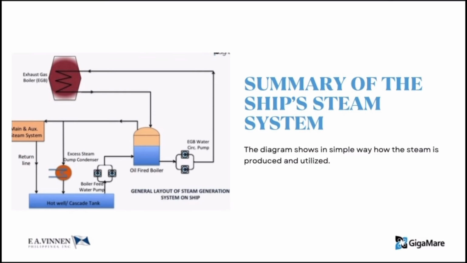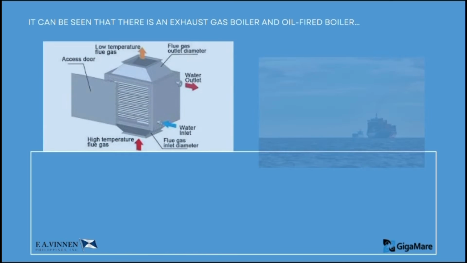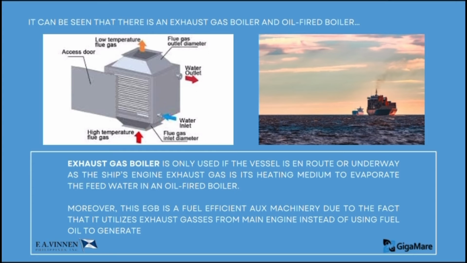On the other hand, if the ship is en route, it is fitted with an exhaust gas boiler water circulation pump that delivers feed water to the exhaust gas boiler, and the steam produced will then be used as heating medium for the oil-fired boiler, thus reducing the amount of fuel oil consumption. Lastly, excess steam and used steam go back to the condenser to convert back to liquid and settle to the hot well or cascade tank. So here we differentiated between the exhaust gas boiler and the oil-fired boiler, and one of the considerations here is the state or condition of the ship, whether it is underway, maneuvering, or at anchorage.